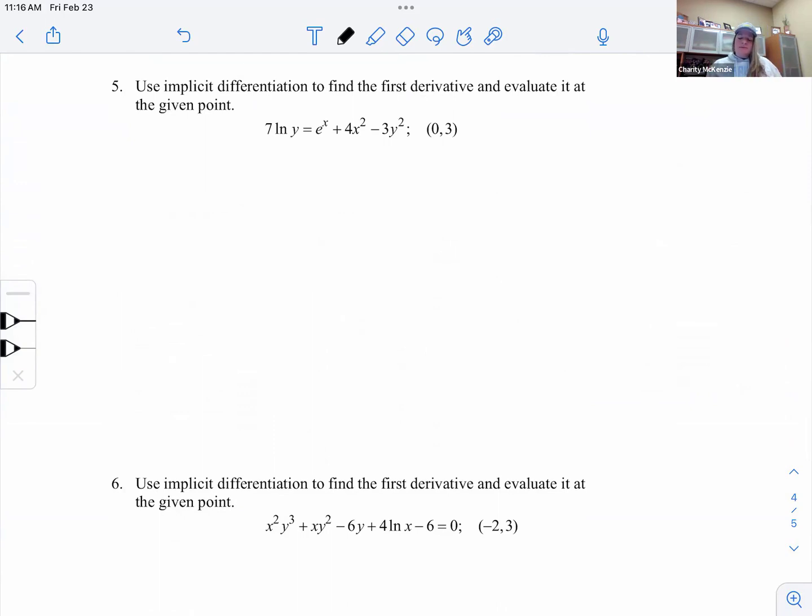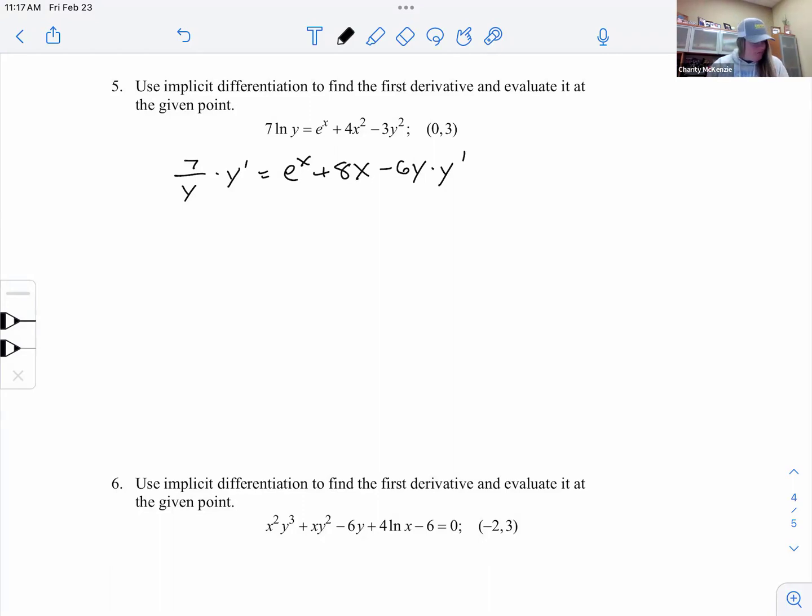Problem 5 has got logs. We definitely want to do this one. So we look at that 7 natural log of y. The derivative of that would be the 7 stays on the top, right? And the y goes to the bottom because the natural log is 1 over x or 1 over y. And then we'll have to times that by the y prime because we took the derivative of a y, that chain rule derivative of the inside is y prime. Okay, equals the derivative of e to the x is e to the x. Derivative of the 4x squared would be 8x. And then another one with a y, so this would become negative 6y times, again, a y prime.